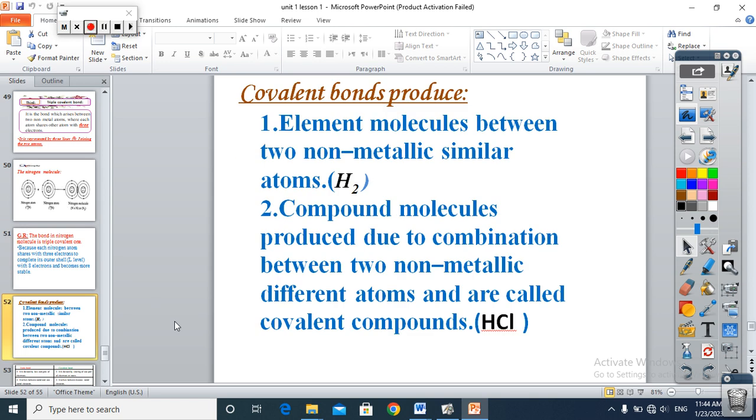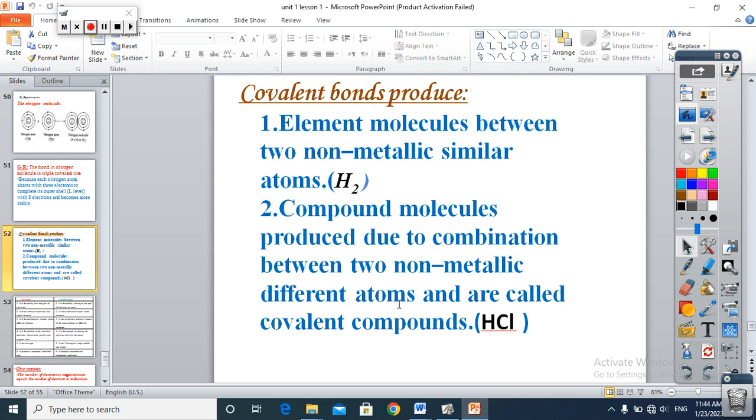Covalent bonds produce element molecules between two nonmetallic similar atoms. And also they produce compound molecules, due to combination between two nonmetallic different atoms, and are called covalent compounds, as HCl, hydrogen chloride. These are called covalent compounds because they combine with each other by covalent bond.